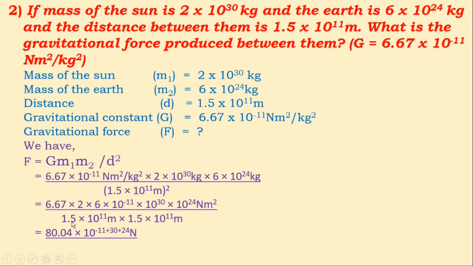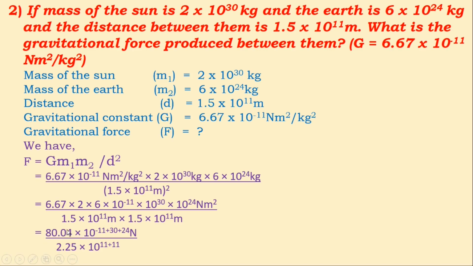In the denominator we are going to multiply 1.5 with 1.5, it gives 2.25, and 10 to the power 11 and again 10 to the power 11 means same base, power is added, 11 plus 11. Now let's go to the next step.